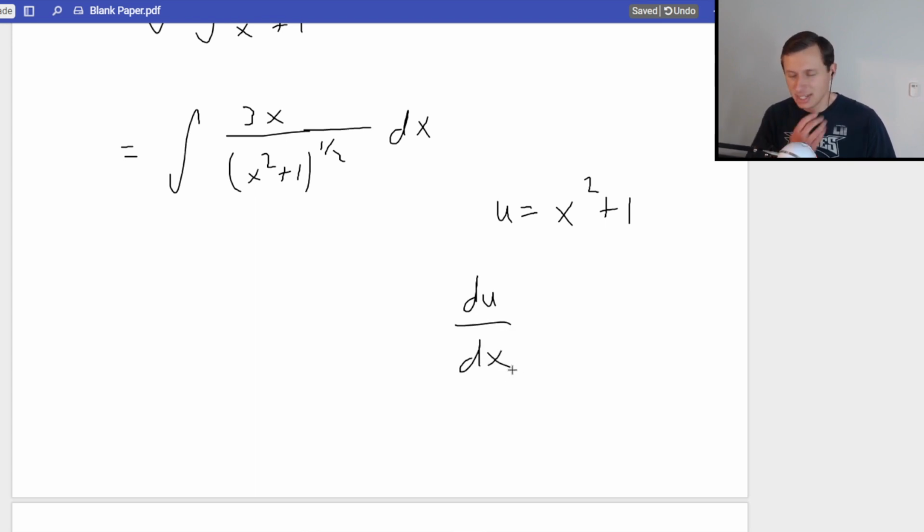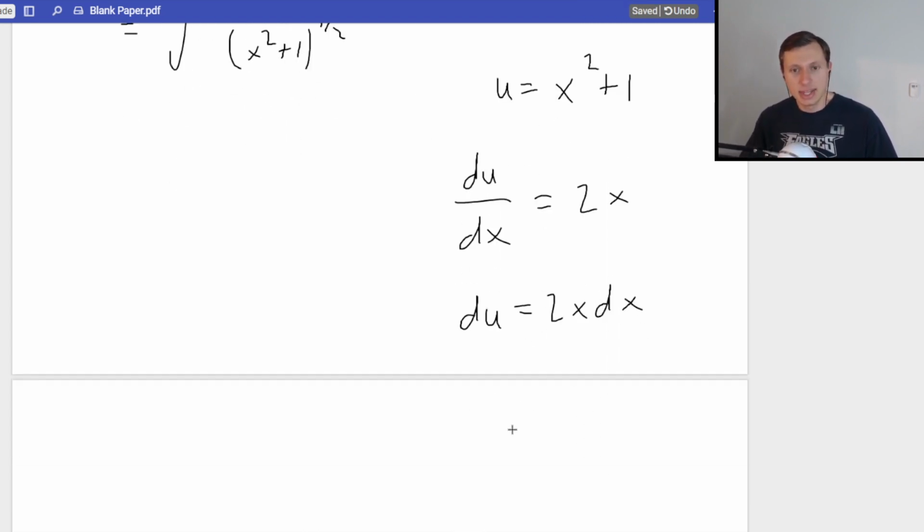That's all that matters. So after we find our u, we then say du/dx, again, the derivative. In this case, the derivative of x squared plus 1 is 2x. And then, again, we need to solve for dx. So du is going to equal 2x times dx. I multiply dx on both sides and then divide by 2x. So du divided by 2x is equal to dx.